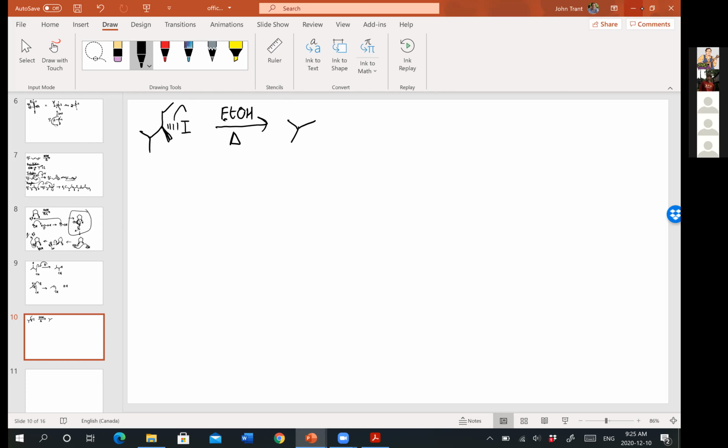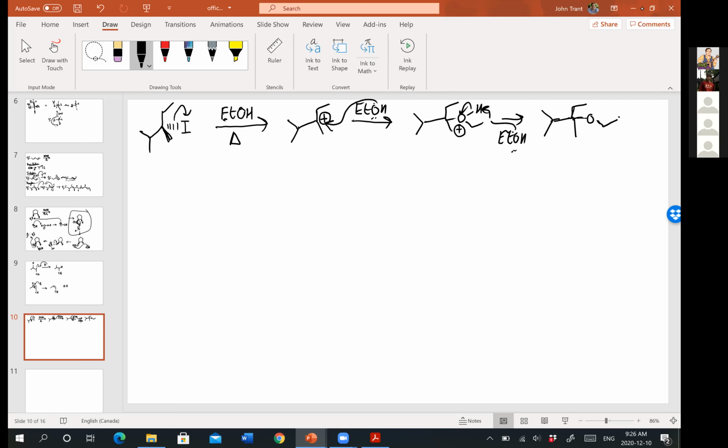But first thing to do is draw the mechanism. It goes flat, right? And then ethanol comes in. And then another equivalent of ethanol comes in to strip off that irritating extra hydrogen. Okay, so that's what we have.